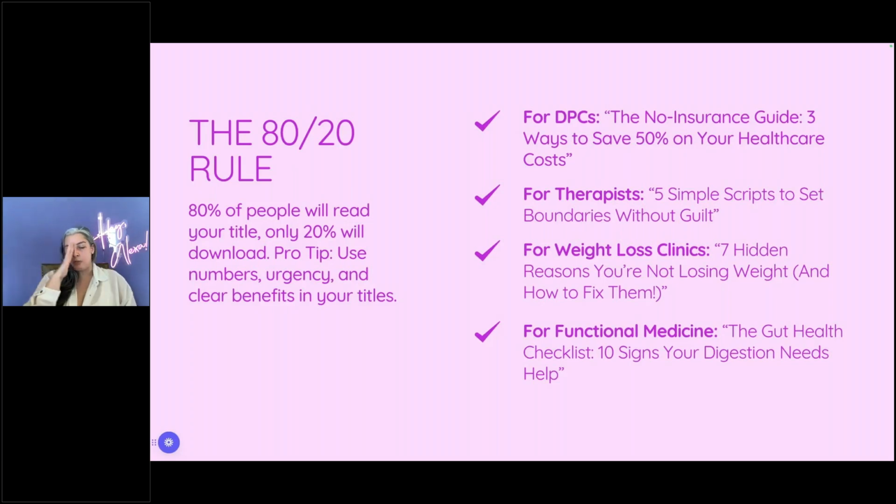And so something like that could really be helpful to somebody, as well as the functional medicine gut health checklist, 10 signs your digestion needs help. This could be great for someone that's noticing a lot of inflammation in their gut. Maybe they're having a lot of issues. So these are just some ideas, some hooks, of the concepts where you're giving them action. You're either going to save them something, give them a tip, or guide them through something so that they feel like they're getting value.